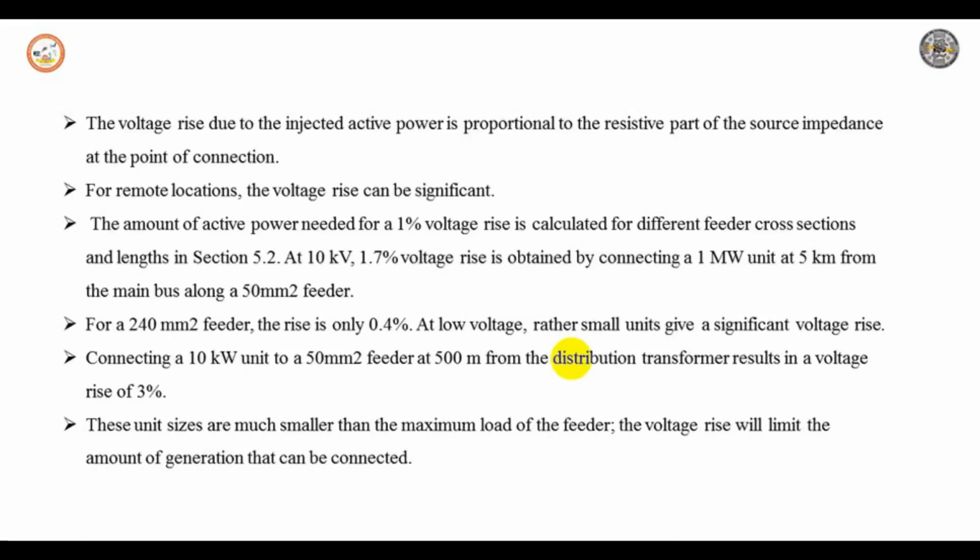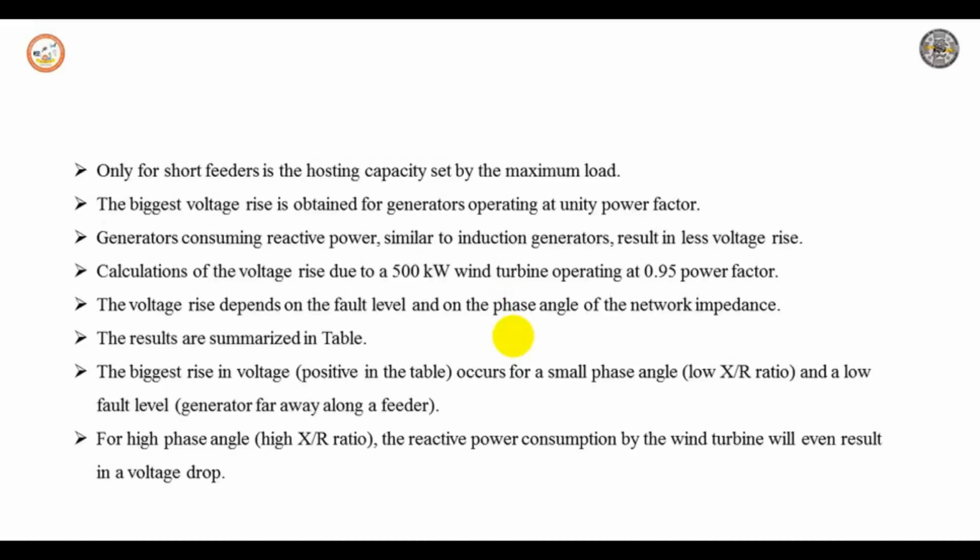The biggest voltage rise is obtained for a generator operating at unity power factor. The voltage rise is dependent on the fault level and the phase angle of the network impedance. The results here are summarized in one of the tables. We will see that further, for different X/R ratios and low fault level. For a high phase angle, the reactive power consumption by a wind turbine will even result in some voltage drop.